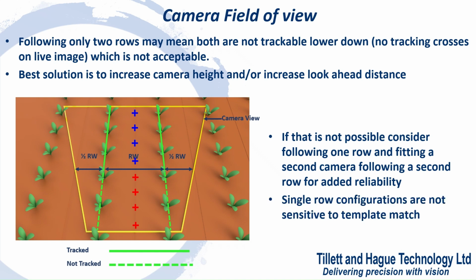Whilst not very robust to difficult situations or poor crop emergence or high weed infestation, single row configurations do have the advantage of not being sensitive to template match. Middle is middle for both template and crop row, making calibration less important except for the calculation of things like speed via visual odometry.